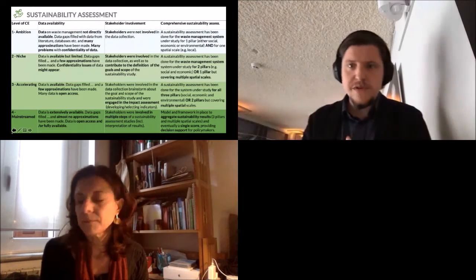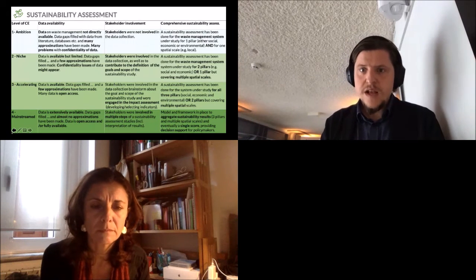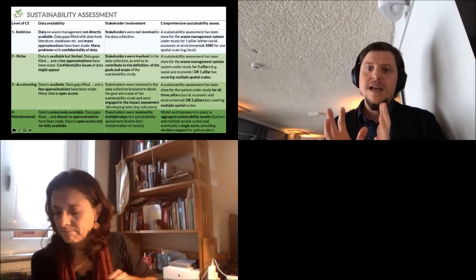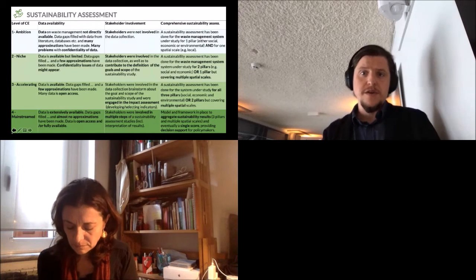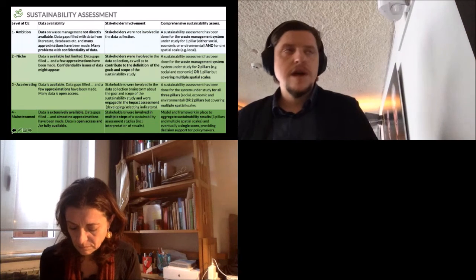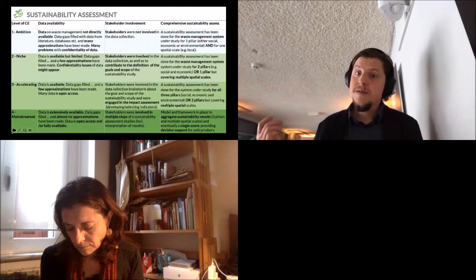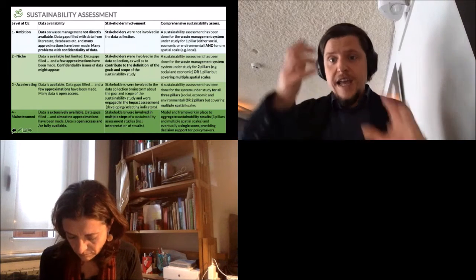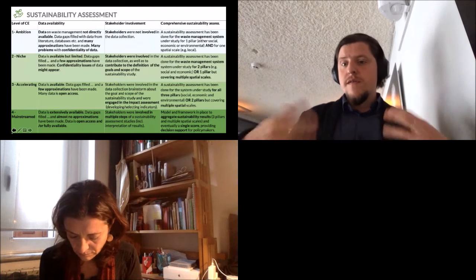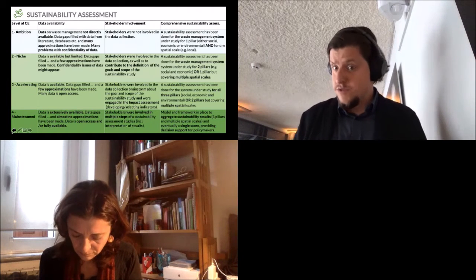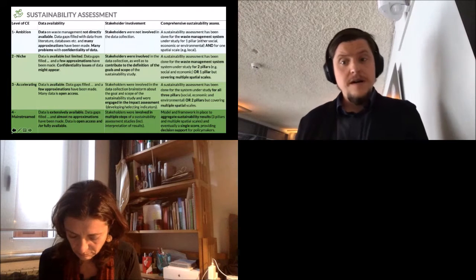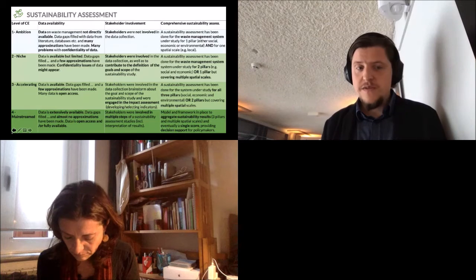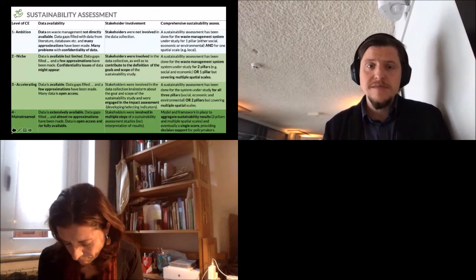In a starting position, we look for waste management system assessment, but only for one pillar of sustainability. So for example, either social, or economic, or environmental, and only one spatial scale. So for example, only regional or only local. And then the further down we go, the more pillars are included, so social, economic, and environmental, and more spatial scales are included.